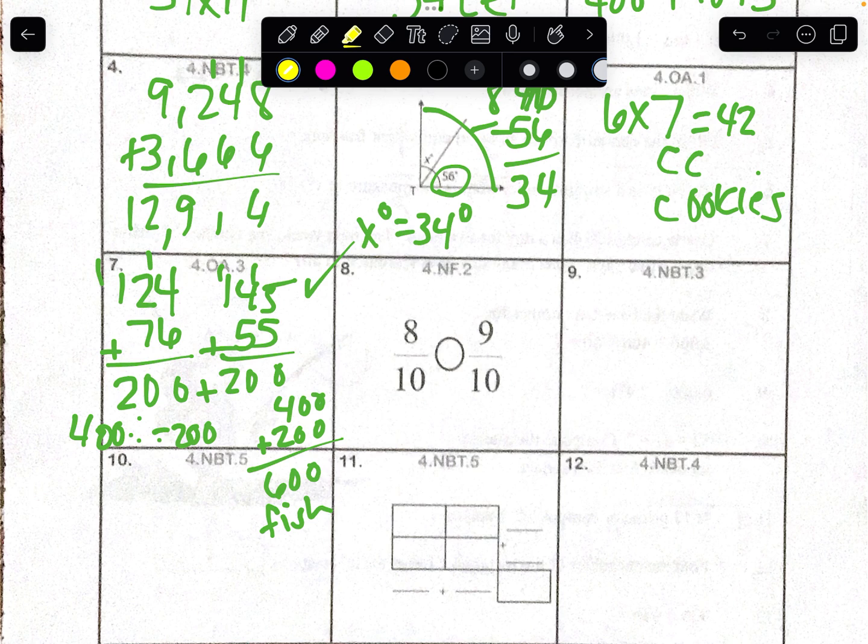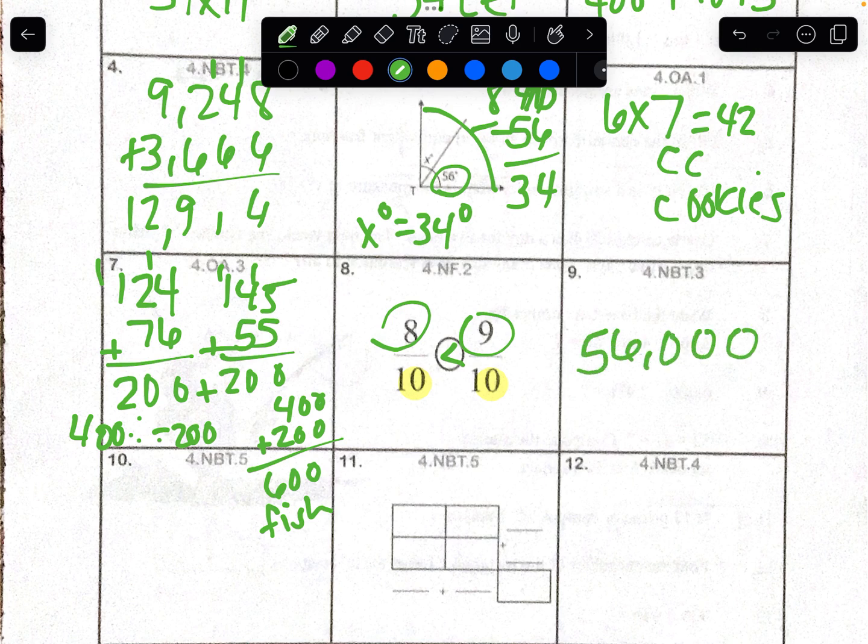Number 8, when you compare fractions that have like denominators, just look at the numerators and determine which one is greater than or less than. All right, rounding should be 56,000 to the nearest 1,000.